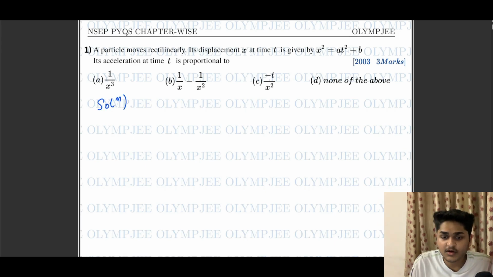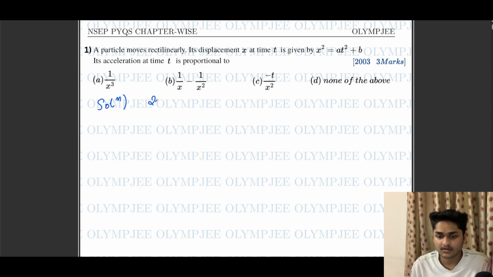So the first question of kinematics is: a particle moves rectilinearly. Its displacement x at time t is given by x square is equal to at square plus b. Its acceleration at time t is proportional to? So we are given the equation of motion of the particle in terms of x and t, and we need to find the acceleration. So we can start by differentiating this equation.